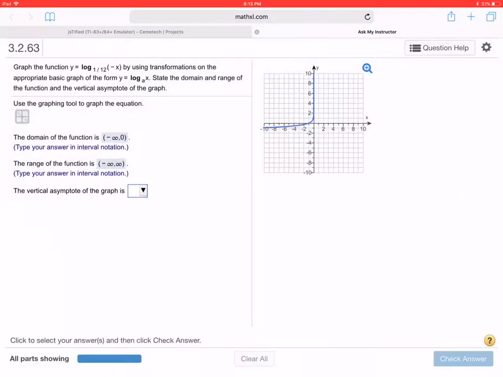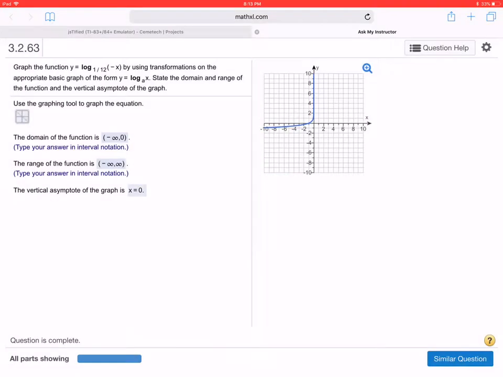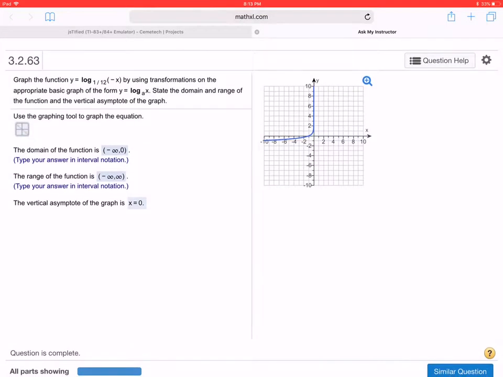The vertical asymptote of the graph is x equals 0. Check your answer. All right. So you got to see an example. You got to see this done by hand and with the computer.